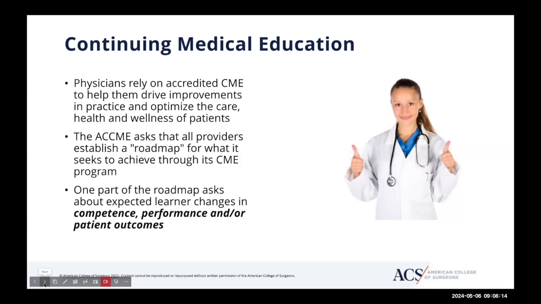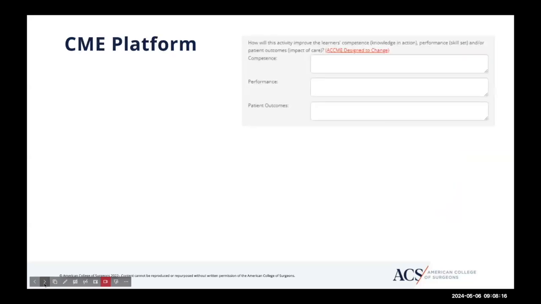So let's travel over to the CME platform where you're actually going to encounter these three things. As you can see there, there's a screenshot of the CME application. And there's our three words: competence, performance, and patient outcome. And it says up here, how will this activity improve the learner's competence? And here they call it knowledge and action, performance, skill set, and/or patient outcomes, impact of care.